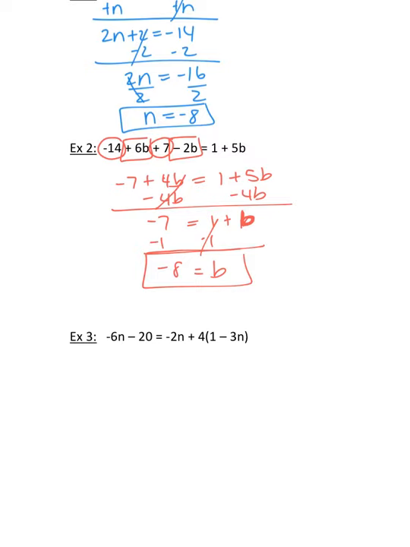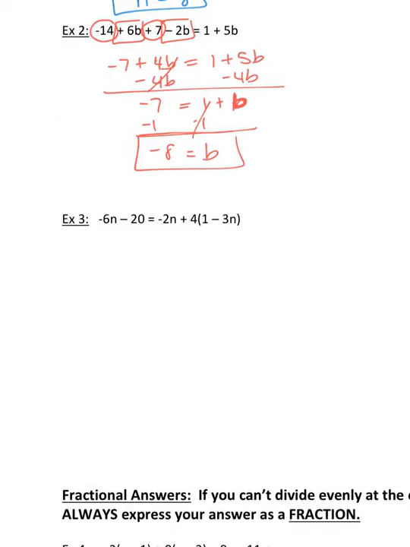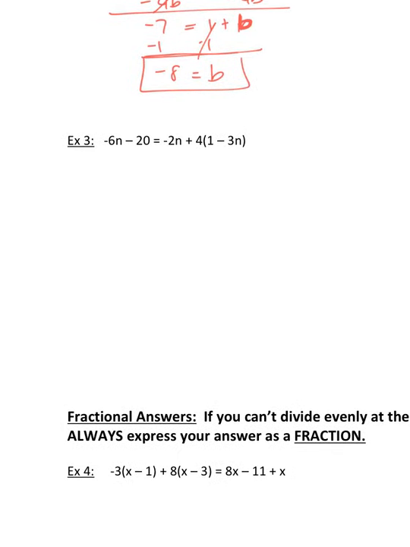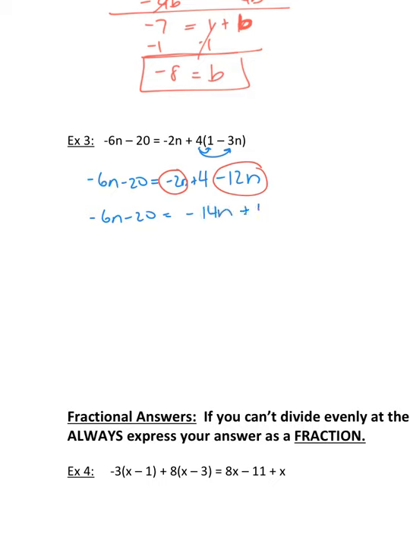Okay, in example 3, we have the distributive property. The distributive property is where you multiply the number on the outside with the numbers on the inside. So I'm going to take the 4 on the outside of the parentheses, and I'm going to distribute or multiply it. 4 times 1 is 4, and 4 times negative 3n is negative 12n. I'm going to bring everything else down in the equation that I didn't use, and I'm going to combine like terms. So I have negative 2n can be combined with negative 12n, and that's going to give us negative 14n plus 4.